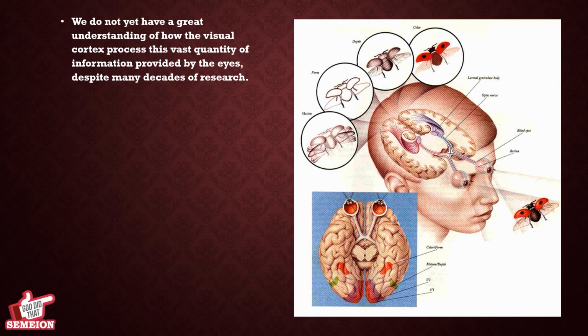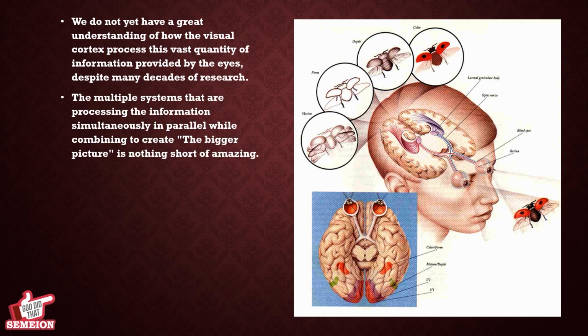We do not yet have a great understanding of how the visual cortexes process the vast quantity of information provided by the eyes, despite many decades of research. The multiple systems that are processing the information simultaneously in parallel while combining to create the bigger picture is nothing short of an amazing miracle.